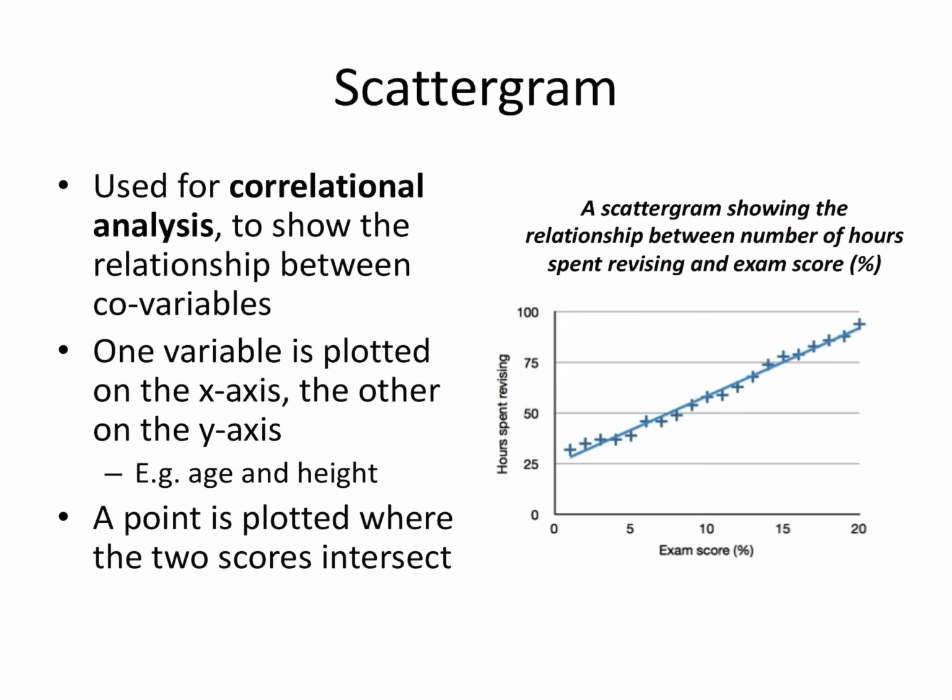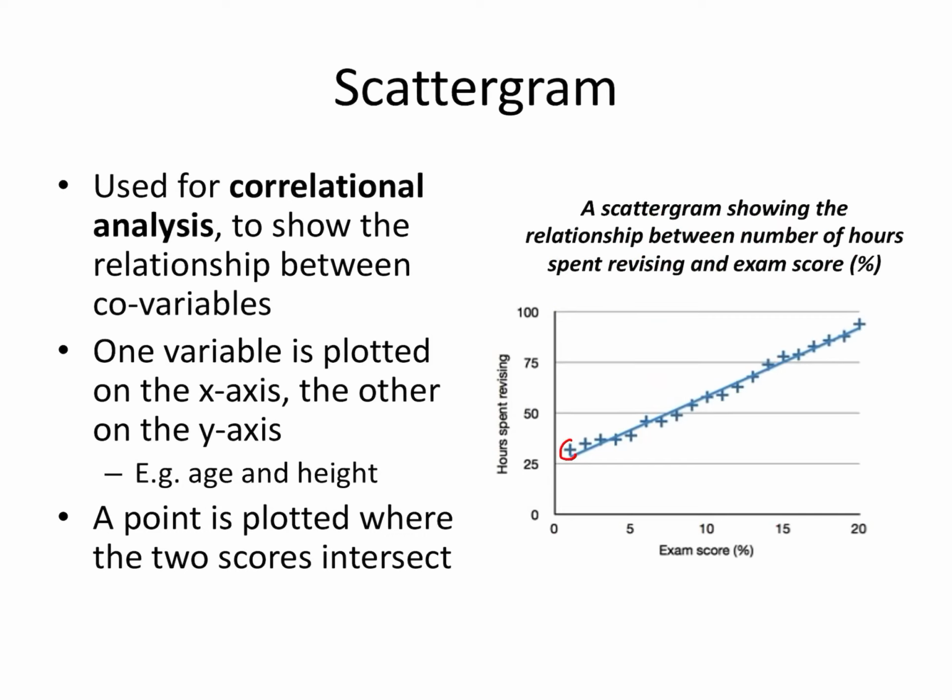So if we have a look at our example, this is a scattergram showing the relationship between the number of hours spent revising and exam score. So it doesn't matter which one you put on which axis because they're both covariables. But we can see here we've got exam score percentage down there on the x-axis and the number of hours spent revising there on the y-axis. So one is plotted on the x and one is plotted on the y.